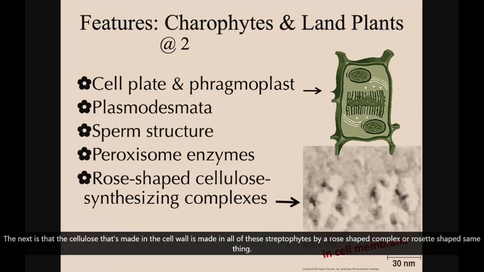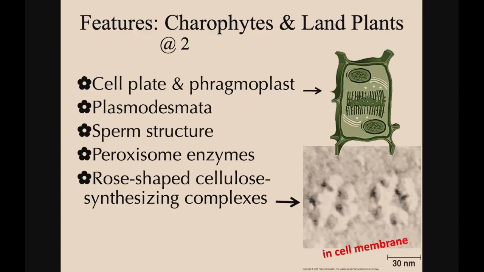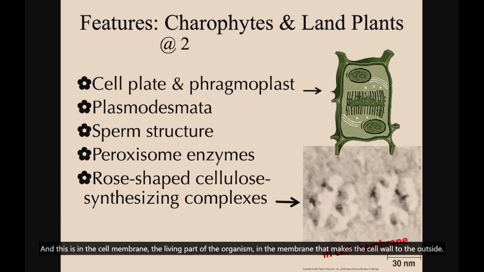The next is that the cellulose that's made in the cell wall is made in all of these streptophytes by a rose-shaped complex, or rosette-shaped, same thing. So you know a rose window in a cathedral, that's the sort of shape here. And you can kind of see this here. There are two of them shown here. And this is in the cell membrane, the living part of the organism in the membrane that makes the cell wall to the outside. It's in a rose-shaped structure.